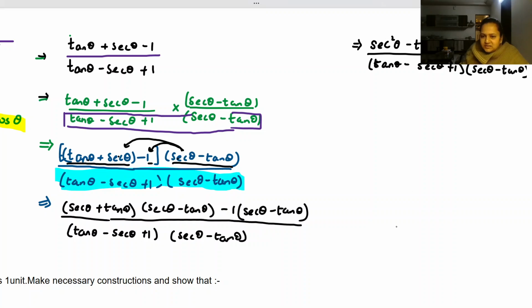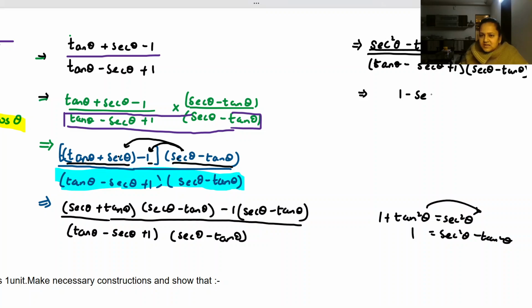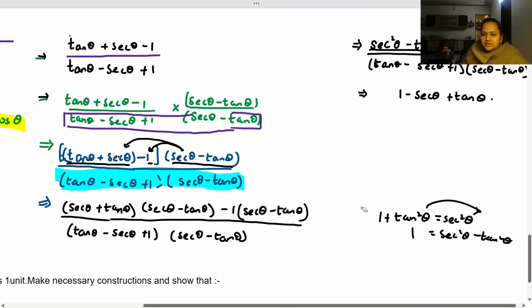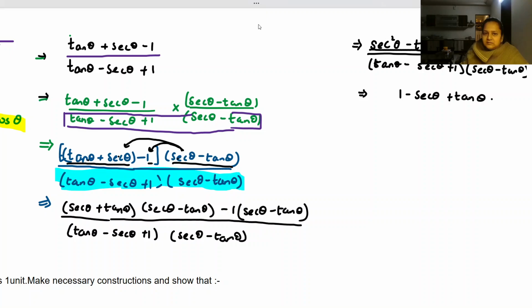Now, by identity, we know that 1 plus tan square theta is sec square theta. So then what is sec square theta minus tan square theta? We transport tan square on the other side. So we are left with 1 over here. So this is nothing but 1. This is 1 minus sec theta plus tan theta in the numerator. I hope we've understood how we are getting this. We got this from the identity.